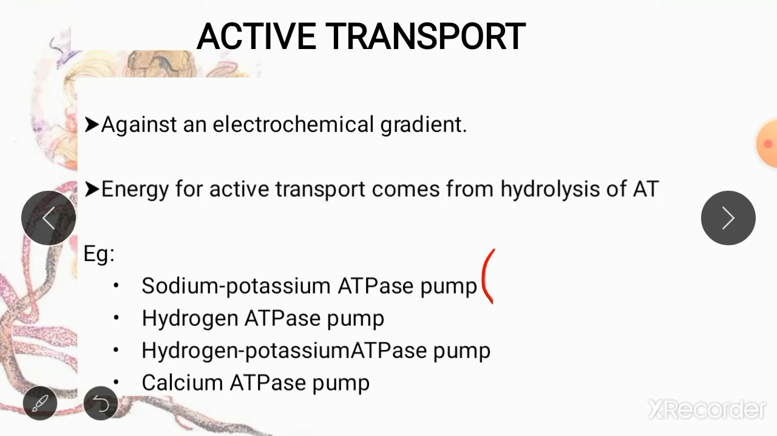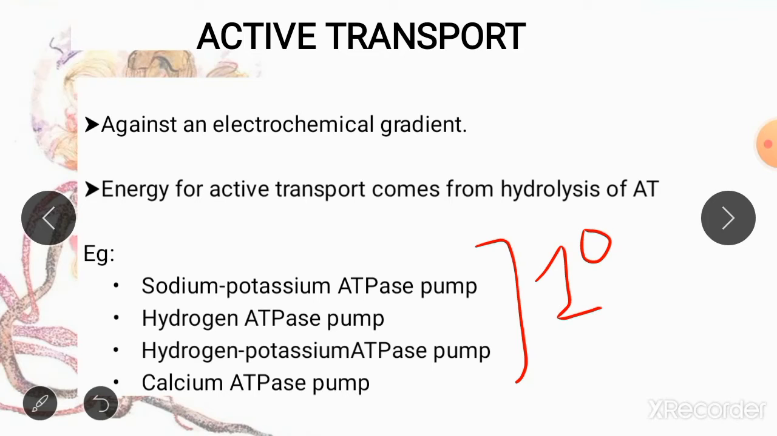Then we have hydrogen ATPase pump, which is present in the collecting ducts, we have hydrogen potassium ATPase pump, which is present in the intercalated cells of the distal convoluted tubule, and so on. We will be discussing different types of transporters when we will discuss different parts of the nephron. अभी आपको सिर्फ ये पता होना चाहिए कि एक्टिव ट्रांसपोर्ट की एग्जांपल्स जो हैं they are the sodium potassium ATPase pump and other pumps. And as you can see, this is all primary active transport.